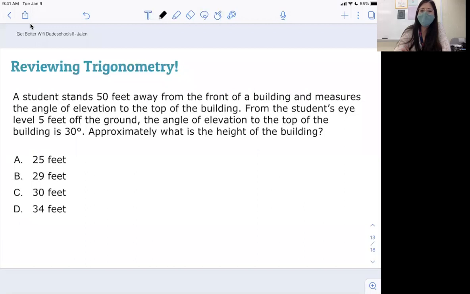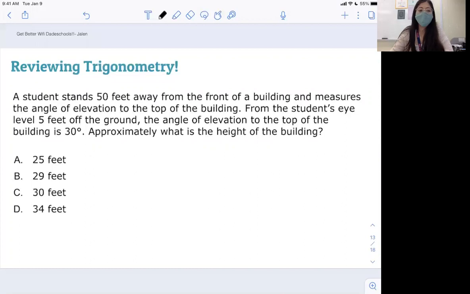A student stands 50 feet away from the front of a building and measures the angle of elevation to the top of the building. From the student's eyes, level 5 feet off the ground, the angle of elevation to the top of the building is 30 degrees. Approximately, what is the height of the building? All right, good.